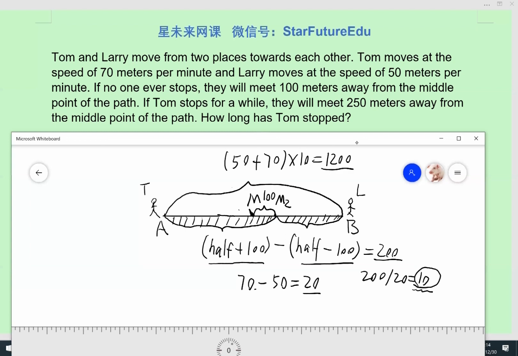So this is a very important step. Now we got the length of the path. Okay, now we have found out a lot of information from the first case. It's time to move our attention to the second case, if Tom stops for a while, they will meet 250 meters away from the middle point of the path. First of all, let me draw another graph to study what's going on with case 2.